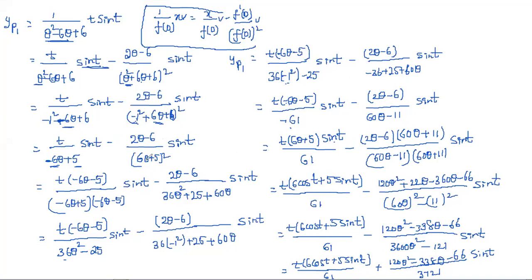I applied a plus b whole square, a square plus b square plus 2ab. So 2ab, 2 into 6 into 5. Okay, so that is 60 theta. And now type 2 we are applying, in place of theta square we have to substitute minus 1 square, and then minus 36 plus 25 plus 60 theta. So minus 36 plus 25 is nothing but minus 11, and 60 theta as this.